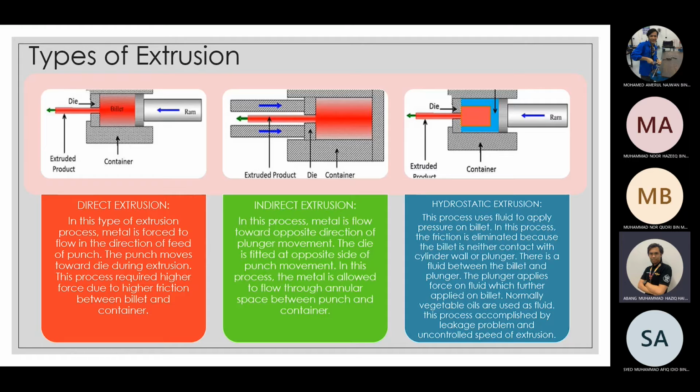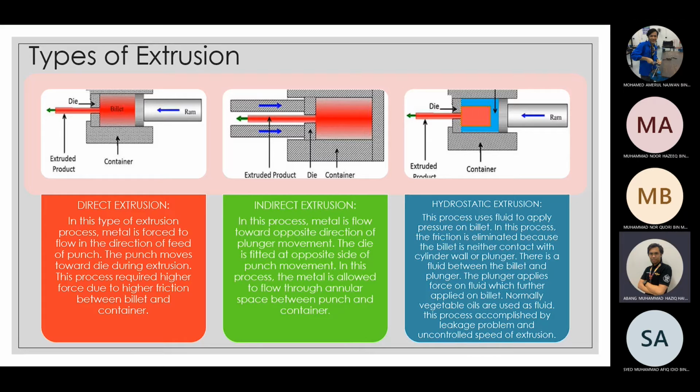Okay, so now we're going to talk about the types of extrusion. As you can see here, there are three types of extrusion. The first one, in the first diagram, is the process of direct extrusion. In this type of extrusion process, metal is forced to flow in the direction of the feed of the punch. The punch moves toward the die during extrusion. This process requires higher force due to higher friction between the billet and the container.